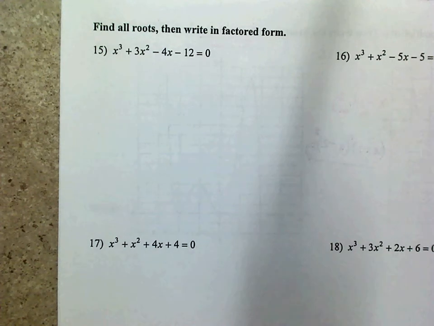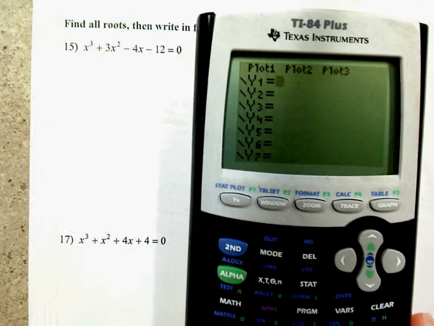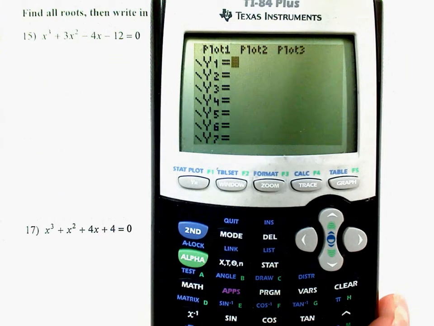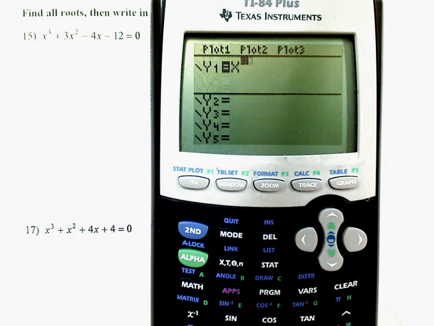Okay, so what I want to do is, you do have a calculator, yeah? Okay, and it says find all the roots and write in factored form. Bailey, would you hand me that calculator on the desk beside you? Okay, so I'd like everyone to graph. So go to your y equals x cubed plus 3x squared minus 4x minus 12. Yeah? Okay, I'm going to go zoom 6 to make sure I have just a standard window.